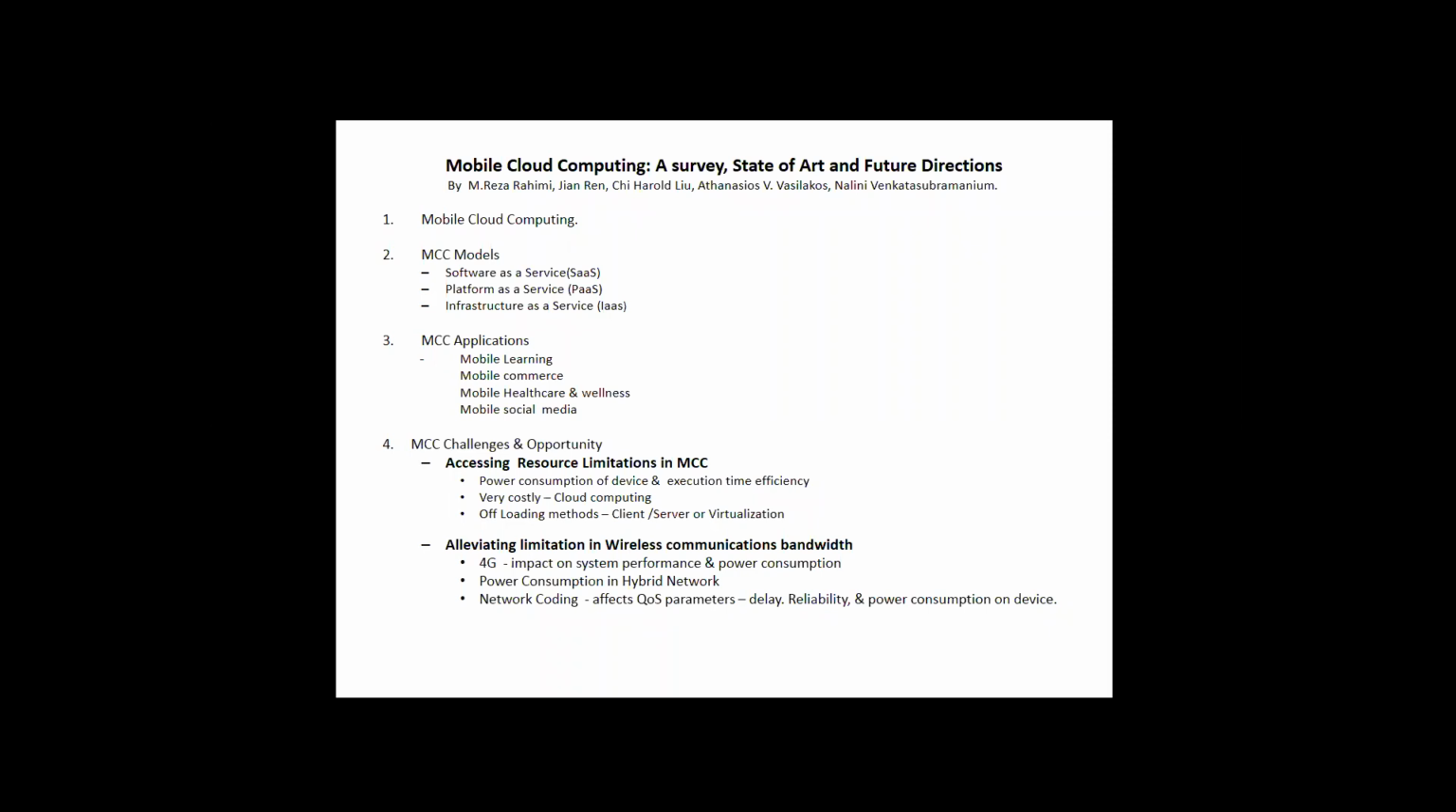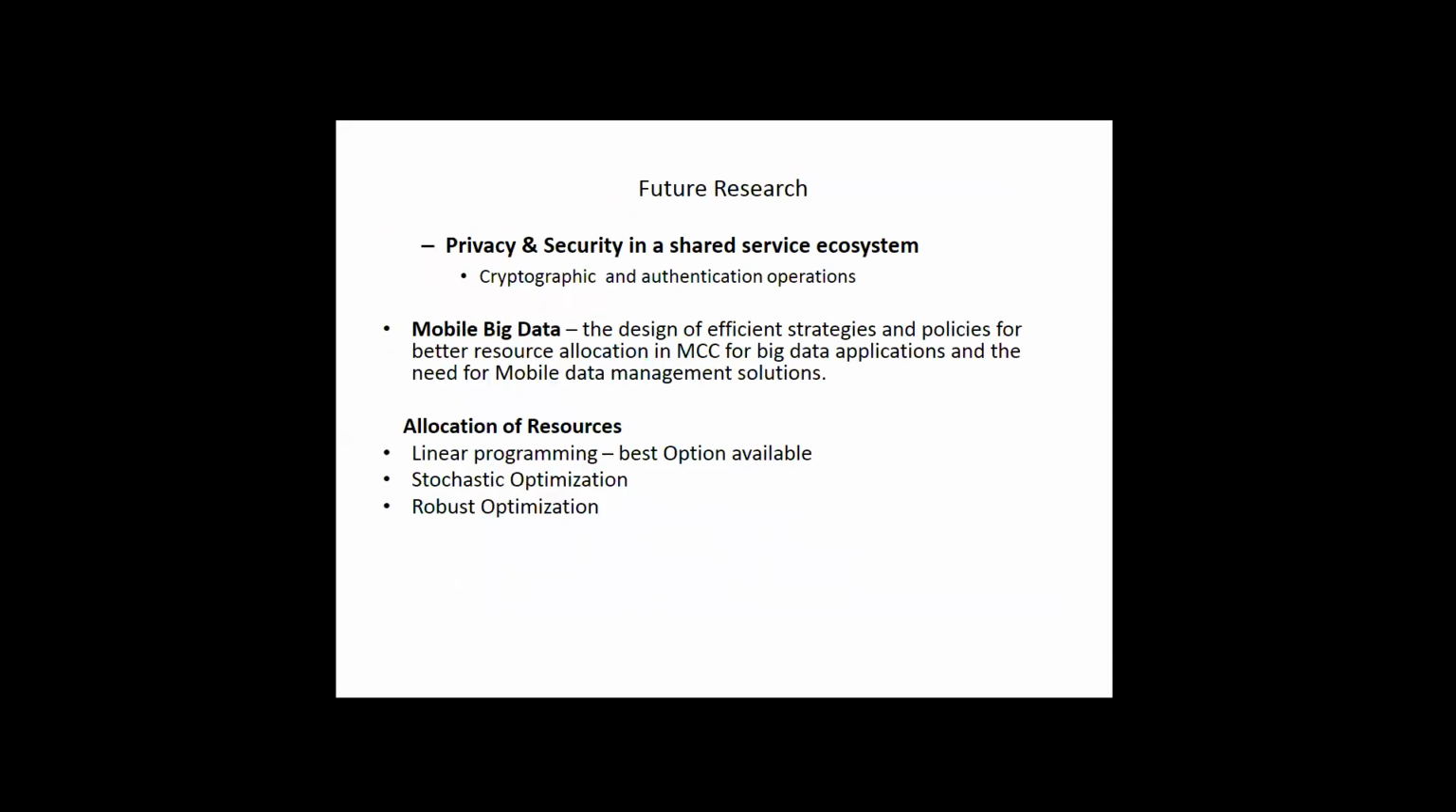What will be the application's performance on those devices, as well as the power consumption on those devices? The other one is network coding. What are the chances of quality of service being affected by this network coding, or delay, reliability, and power consumption on those devices using hybrid network? Moving on, there was talk about privacy and security in a shared service ecosystem.